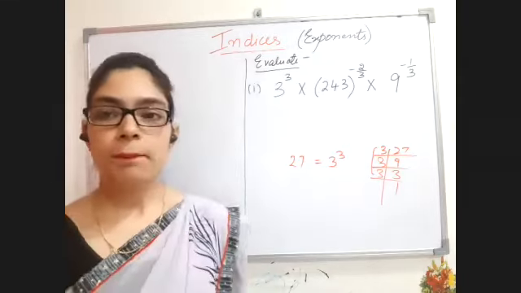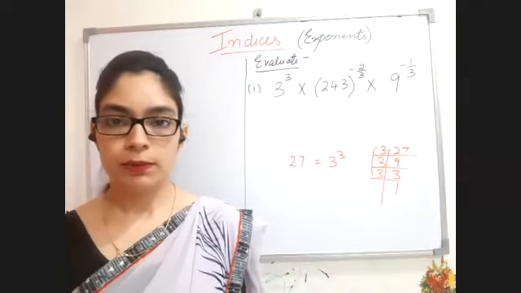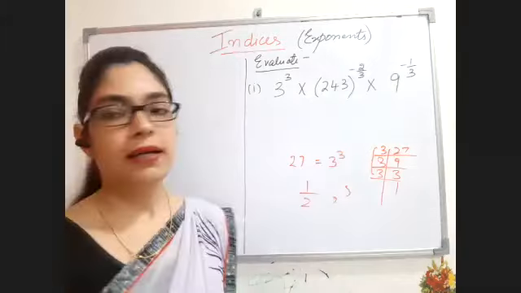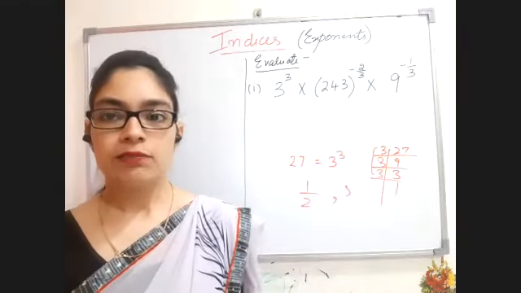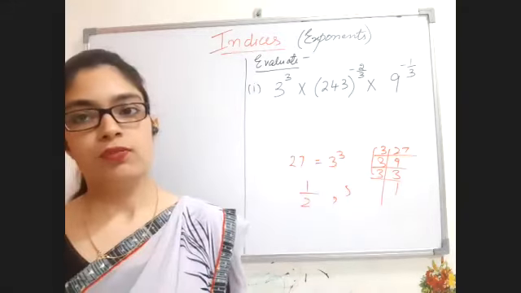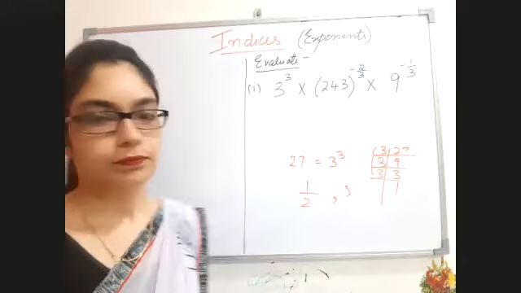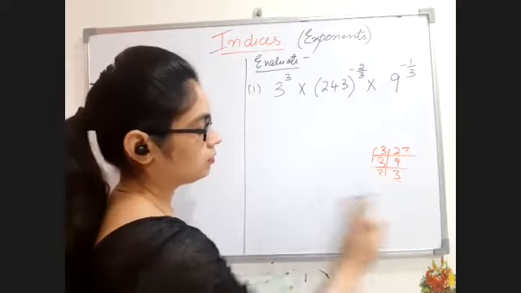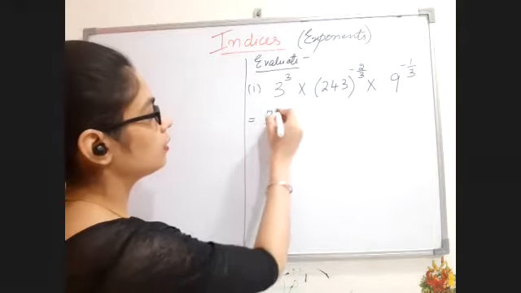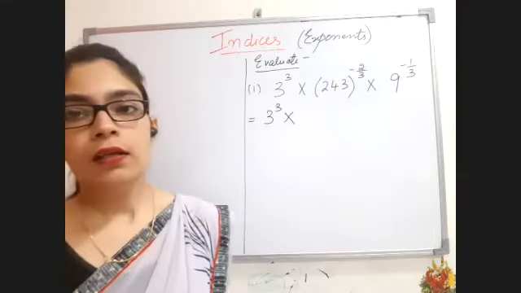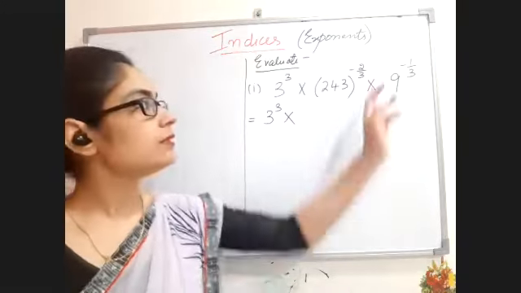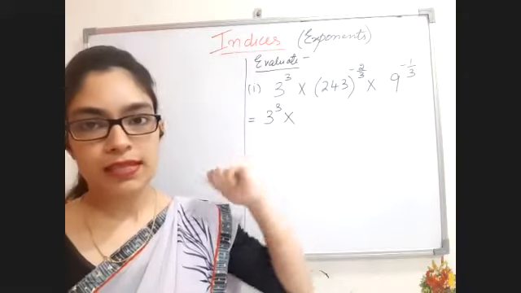And secondly, if the power or exponent of any number is in the form of a fraction, like 1 by 2, 3 by 4, like here 2 by 3, in that case we always have to convert the base into its exponential form. So here I have 3 to the power 3 into 243 to the power minus 2 by 3. I told you, if the power is in the form of a fraction, we have to convert the base into its exponential form.